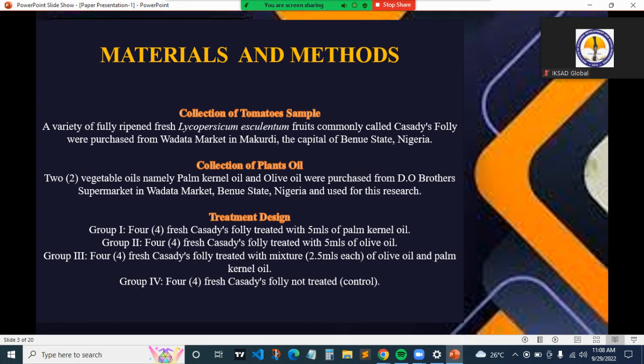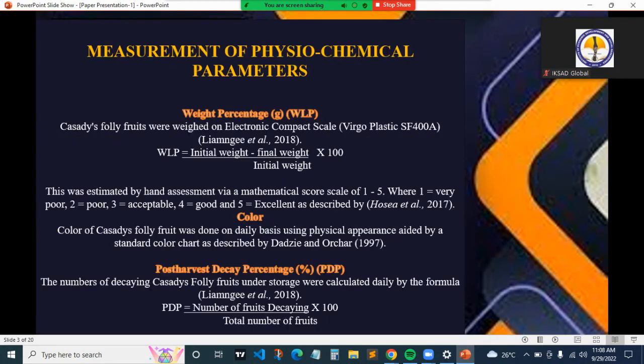So the treatment design, we divided the tomatoes into four groups, five groups, five tomatoes per group. We first of all treated five tomatoes in the first group with palm kernel oil. We treated the second group with 5 mils of olive oil. Then the third group, we did a mixture of 2.5 mils of olive and 2.5 mils of palm kernel. That was what we used in treating the tomatoes in the third group. Then the fifth group, we left it untreated, so it was our control.